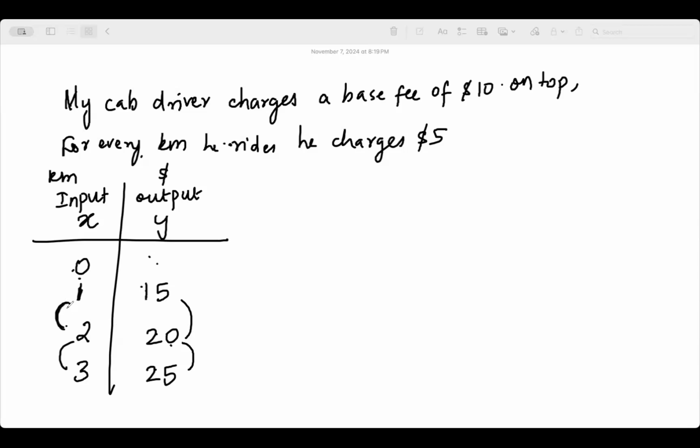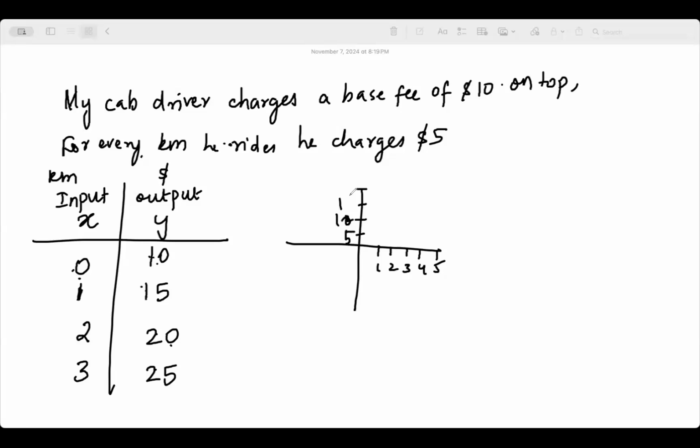See the pattern, guys. For every change of 1 in x, there is a change of 5 in y. What is it at 0? It's 10. Good job. So you got your xy values. What are these xy values? Let me show you. When I graph it, these xy values are these points: 1, 2, 3, 4, 5 on x, and 5, 10, 15, 20, 25 on y. Do you see, guys?